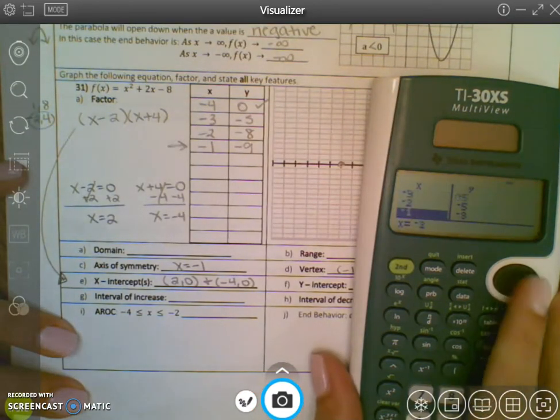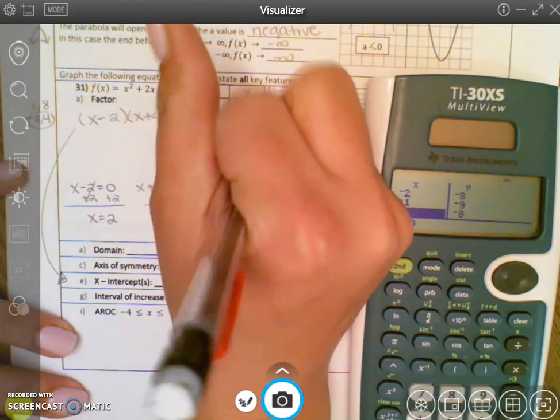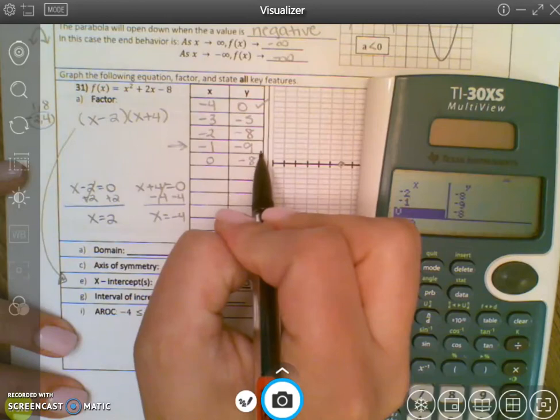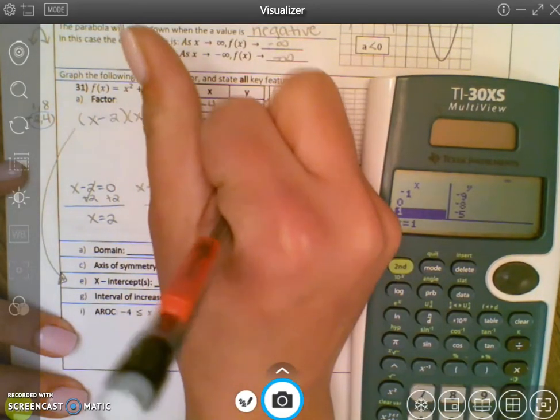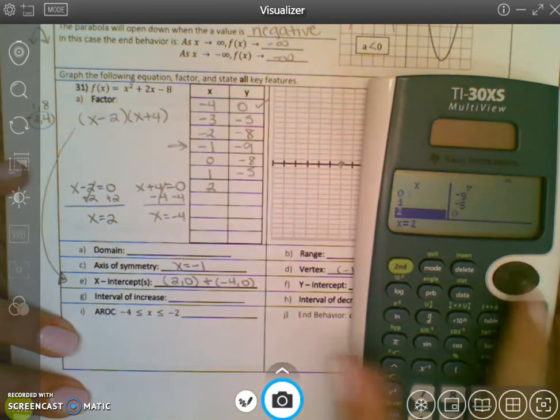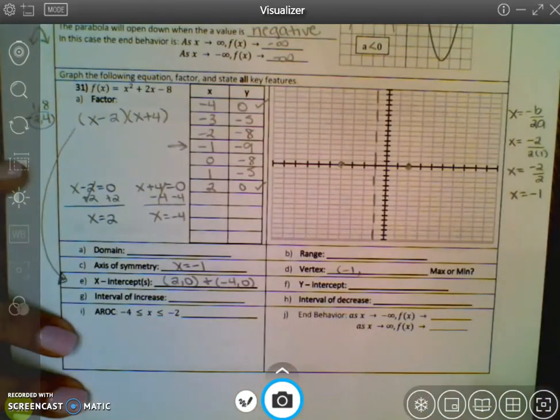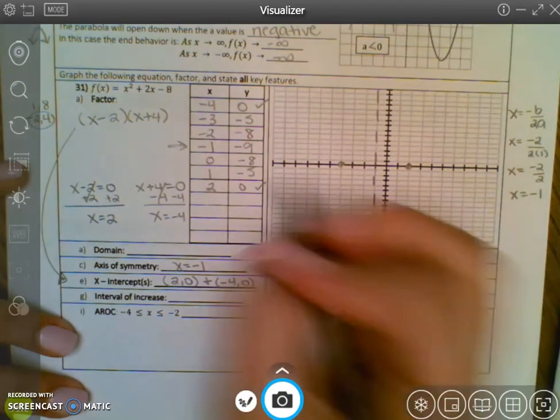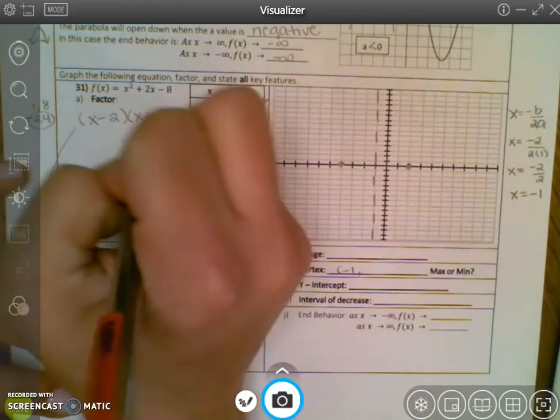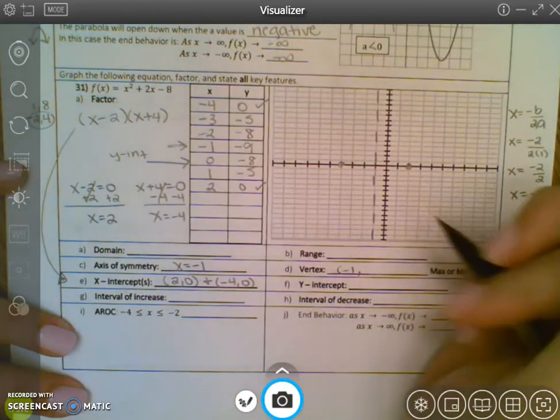Okay, let's go the other way. 0 is negative 8. And remember, it should repeat itself. So that means 1 is negative 5. And 2 should be 0. Yep, because we already knew that. That's also an x-intercept. And we already answered this question of y-intercept because this right here is the y-intercept. 0, negative 8. All right, let's plot these points.